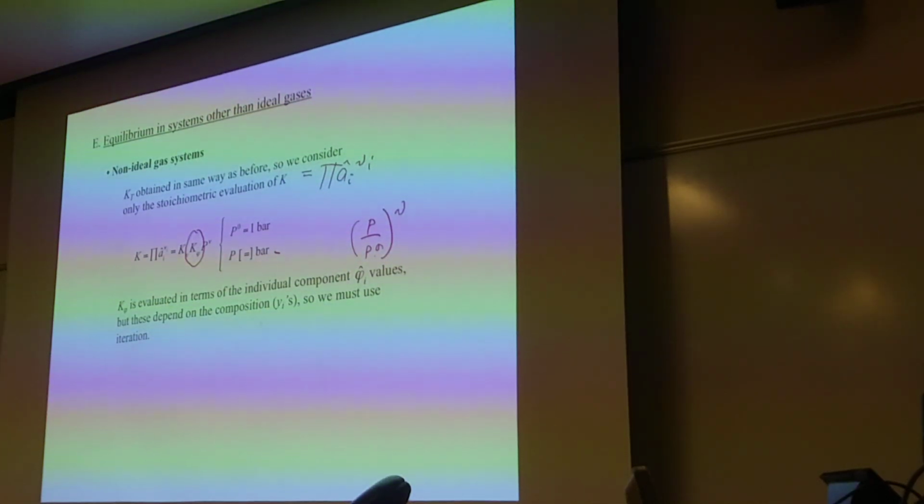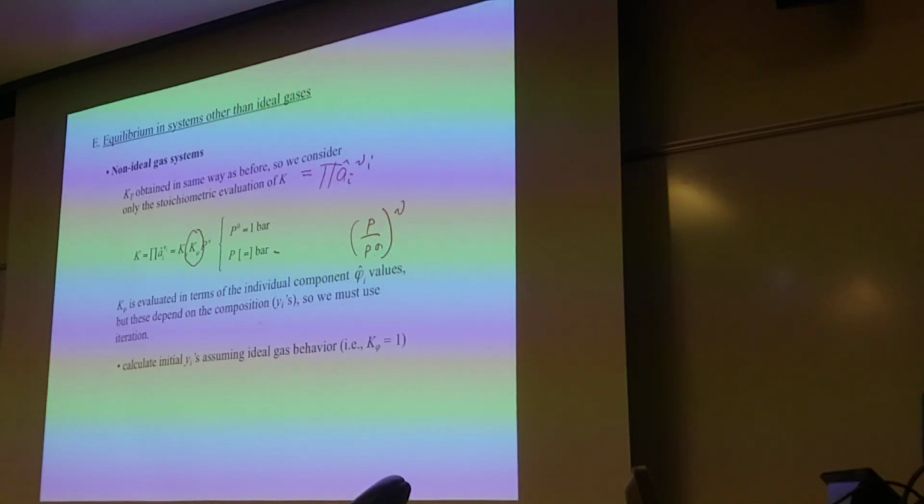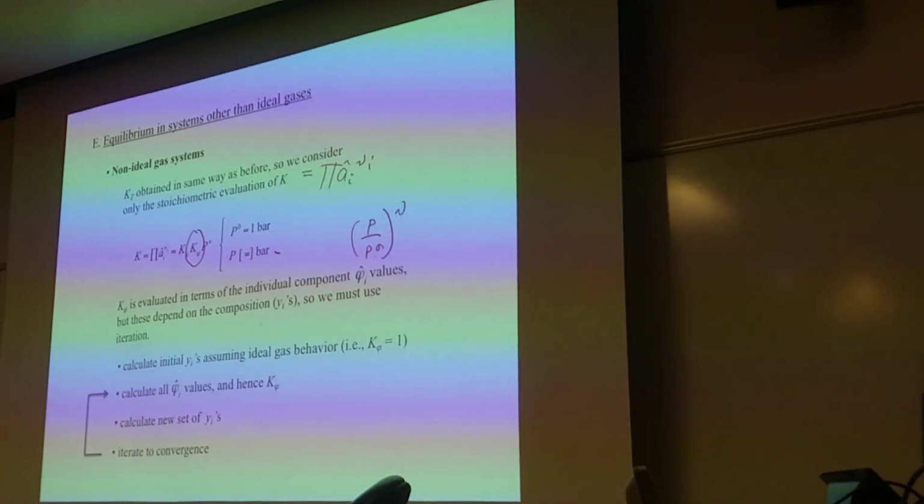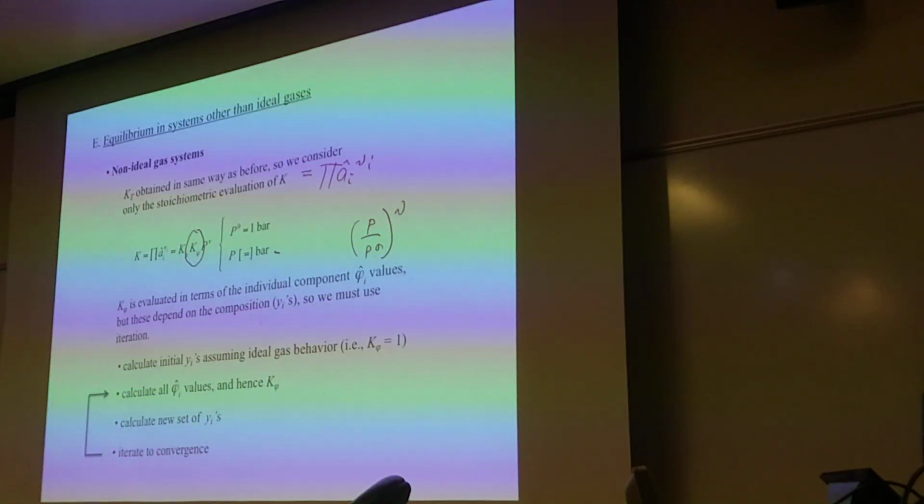So that iteration requires that we get started with some value of these y's so that we can calculate the phis and therefore K phi. So we start by just setting K phi equal to 1, and that'll give us a provisional set of y values from which I can calculate a new K phi and then iterate that to convergence. So I calculate phi values for all of the components.